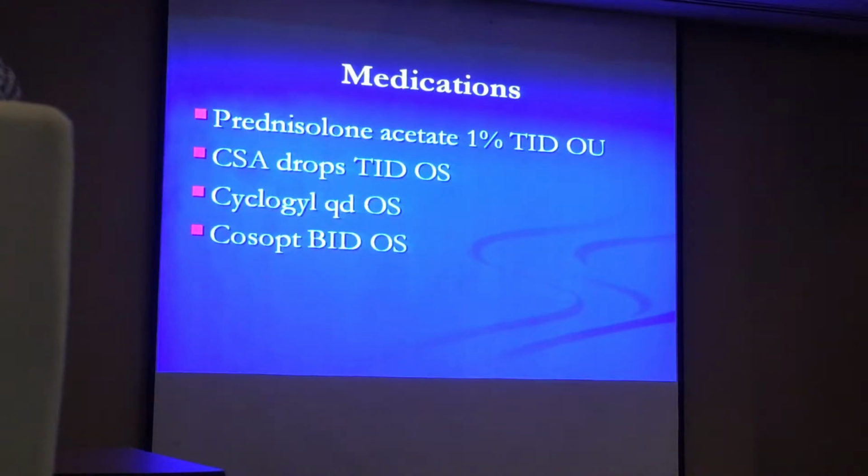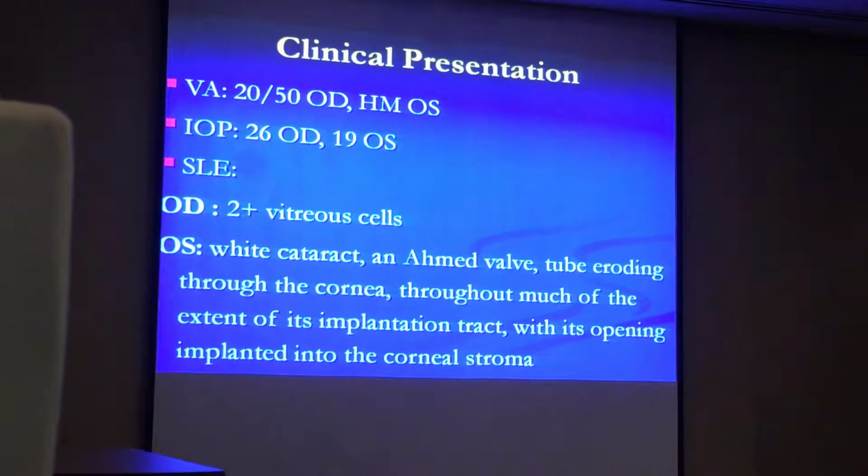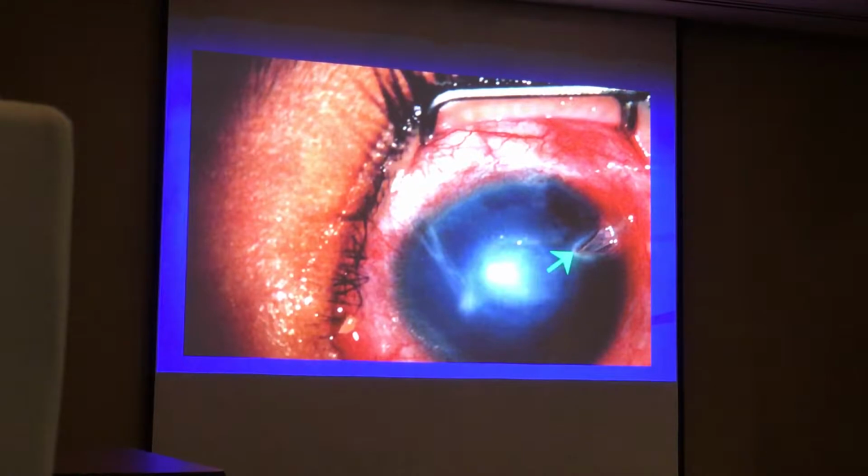the girl developed cataract formation in the left eye, and so poorly controlled inflammation. At the time of presentation to us, the patient was on prednisone acetate, cyclosporine eye drops, and cyclogyl for dilation and pressure drops. So here is the thing. The visual acuity was 20/50 in the right eye and hand motion in the left eye. Pressure, you can see, 26 OD, 19 OS, some vitreous cell, and this is what it looked like.